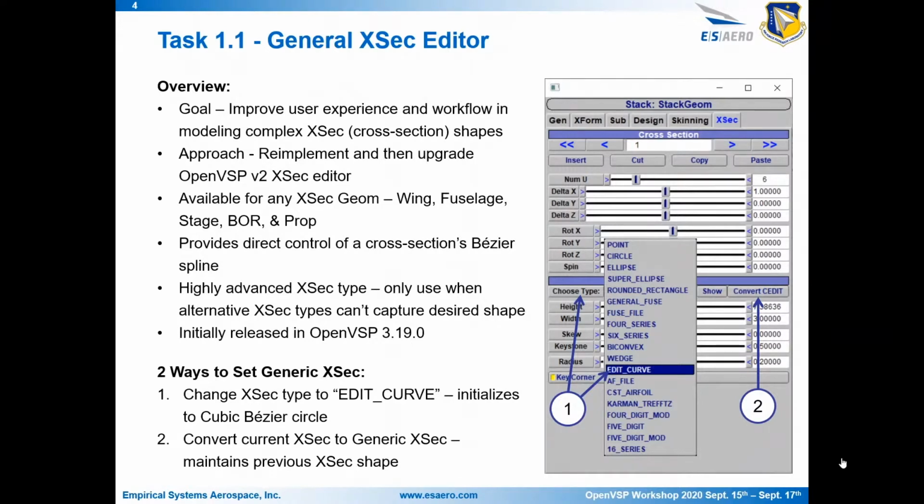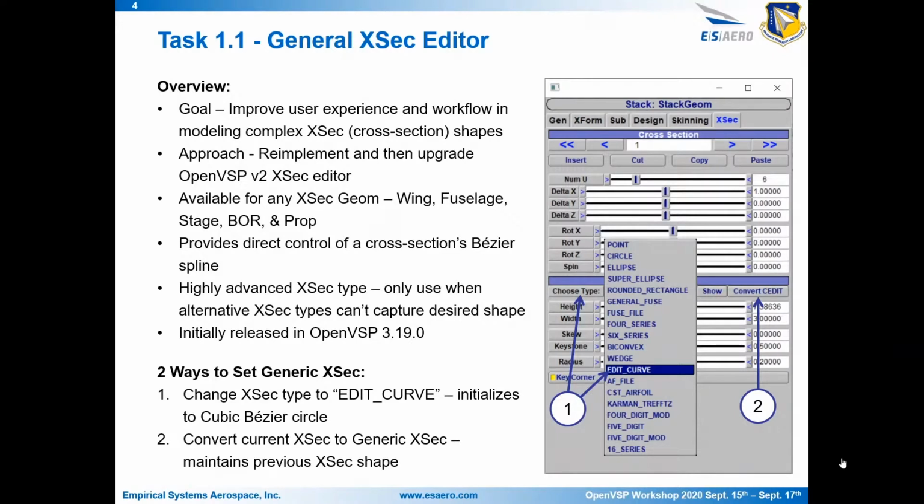I'll give a demo of it, but there are 2 ways you can use the generic cross-section. The first is to convert one of the other cross-section types into a generic one. So you can take something like even a 4 series airfoil, convert that to an edit curve type, and then move the control points and edit them directly while keeping that same shape.